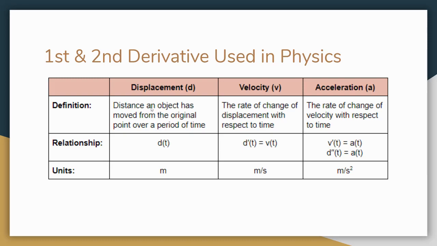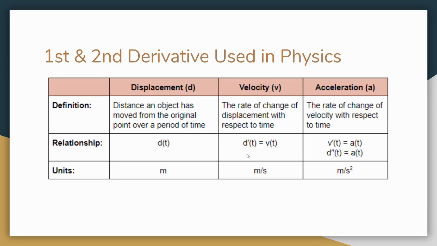Displacement is basically just the distance an object has moved from the original point over a period of time. The function that displacement has is d, which stands for displacement, and t, which stands for time. And the unit that displacement has is meters. Moving on to velocity, it is the rate of change of displacement with respect to time.